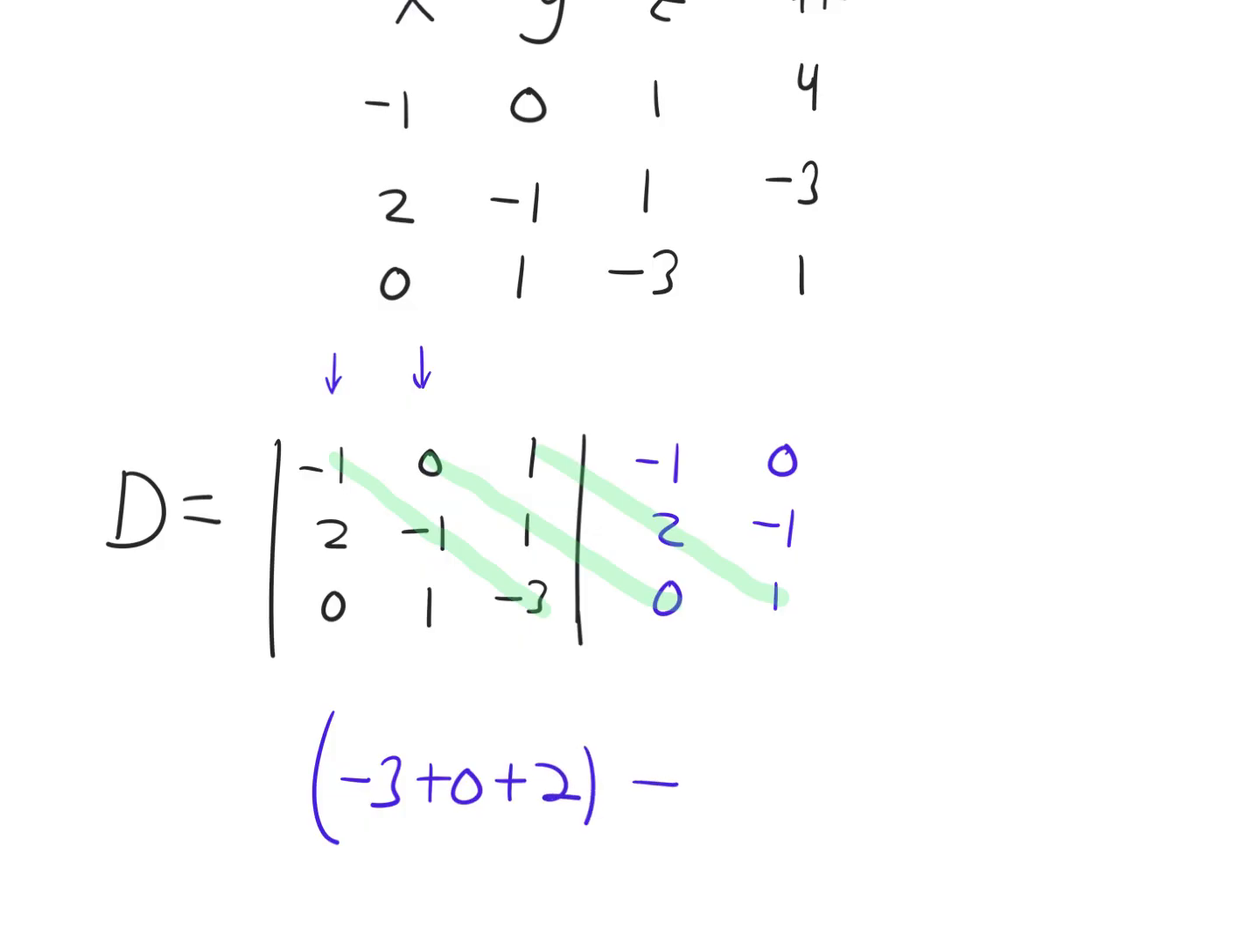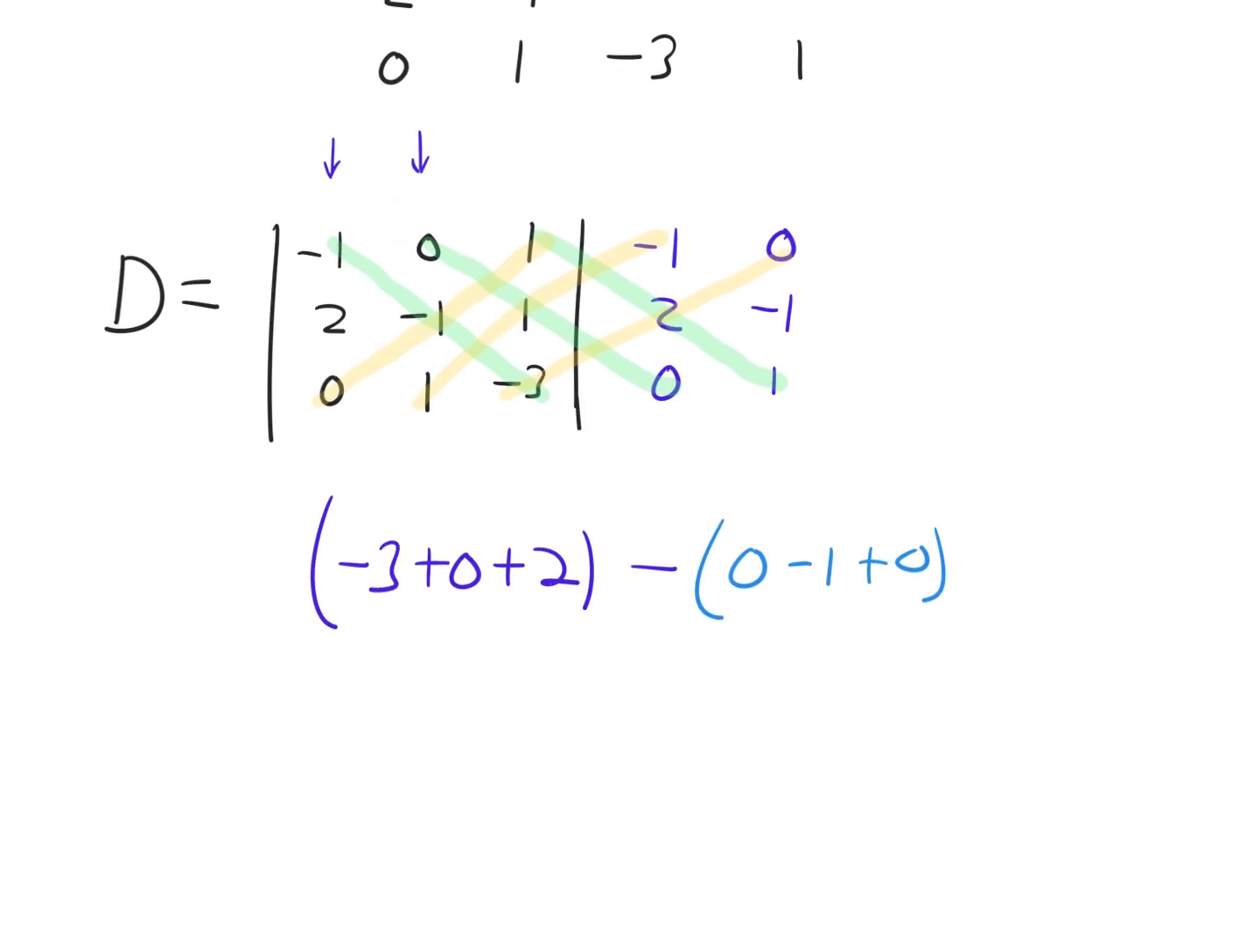And then this is all going to be minus the minor diagonals. So 0 times negative 1 times 1. Good, so 0. And then the next one is going to be 1 times negative 1. Negative 1, good. And then negative 3 times 2 times 0. 0, right? And then you just simplify this as much as you can. This here is going to get us a negative 1. Minus, this is going to get us a negative 1.